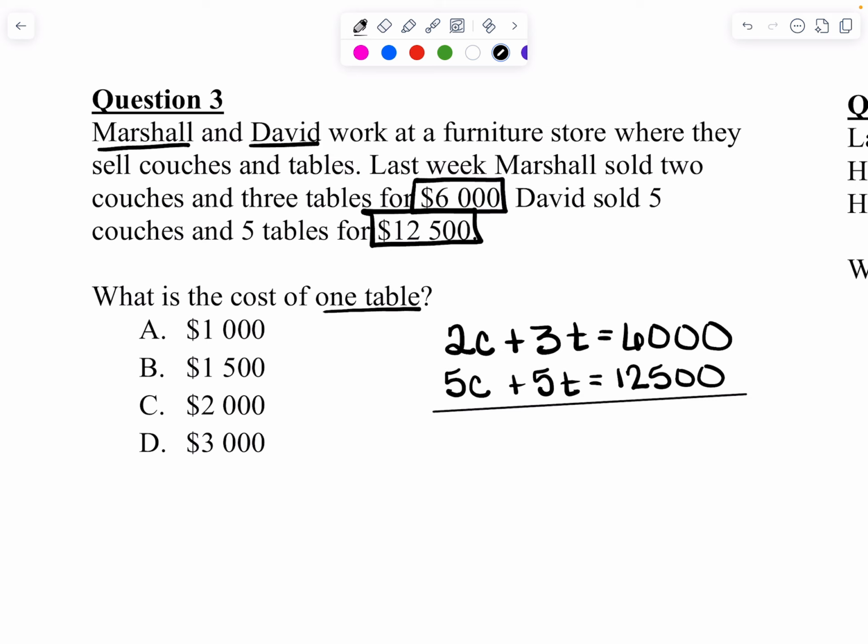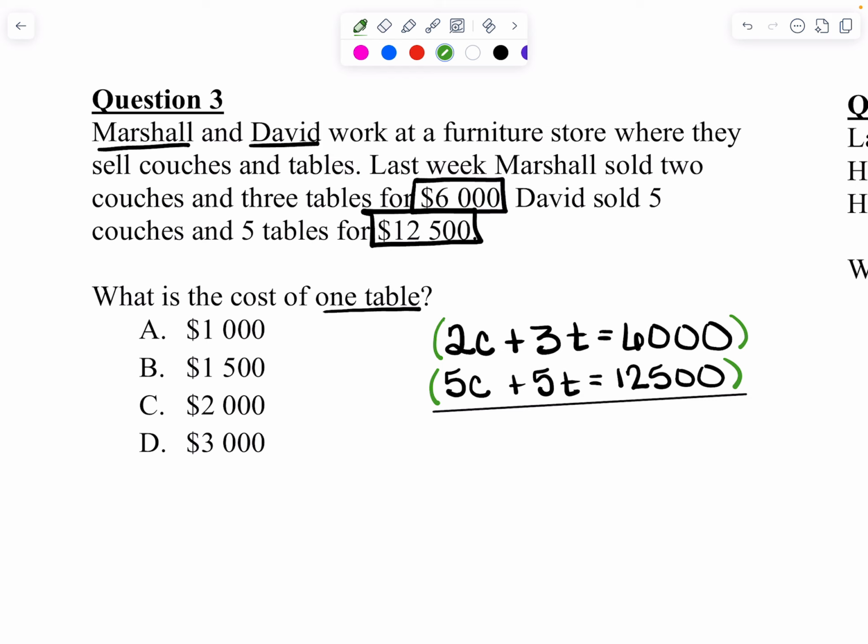So if I want a table, then I want to eliminate the couches. So how do I eliminate the couches? Well, what can I multiply 2 by to make 5? And there's nothing that I can think of that's not a decimal right now. Then what could I multiply 5 by so that it equals 2? Well, I'd be using a fraction or a decimal, which again, I just said, I don't want to use fractions or decimals. So I cannot eliminate them the way they are.